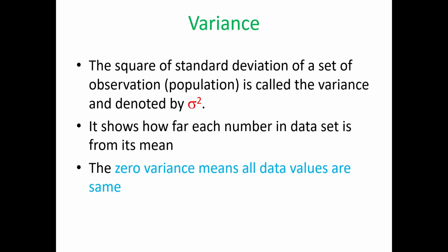Variance. The square of standard deviation is called the variance, denoted by sigma square. It shows how far each number of the data set is from its mean. And with a zero variance, it means all data values are the same. There is no difference between them.